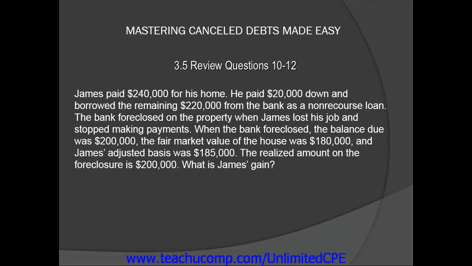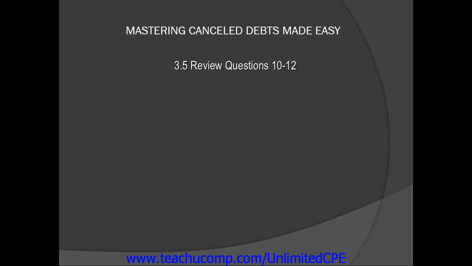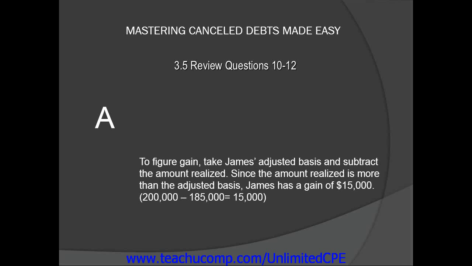What is James's gain? Is it A, $15,000, B, $20,000, C, $18,000, or D, 0? The answer is A. To figure gain, take James's adjusted basis and subtract the amount realized. Since the amount realized is more than the adjusted basis, James has a gain of $15,000.